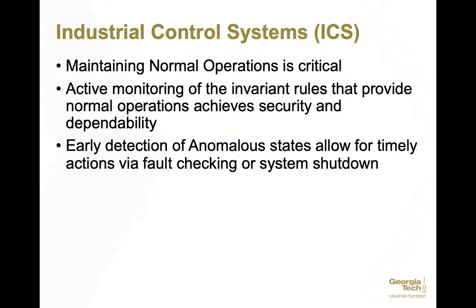Because these are part of critical infrastructure, maintaining normal operations is very critical, as deviations from normal operation in industrial control systems have the potential to cause significant physical damage to equipment, the environment, and even human life. To prevent this, active monitoring of the invariant rules that define normal operations allows for a greater level of security and dependability. Early detection of anomalous states allows for timely actions so that they can shut down the system early or just isolate the issue.